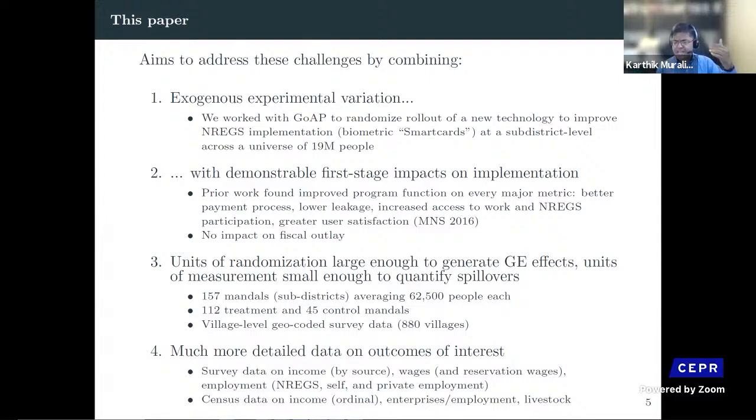So the survey data, the NSS doesn't measure income, which is a big limitation, right? So we have data on income by source, on agriculture, non-agriculture, on NREGA, labor income. We have data on wages, and importantly on reservation wages, which is going to be important to pin down shifts in labor supply and labor demand. So far we only observe market wages in most existing work, and then we have employment, where the NSS again has this problem that it doesn't distinguish between self and private employment. So we have both NREGA employment, we have self-employment, and we have private employment. And that's going to be a really important distinction.